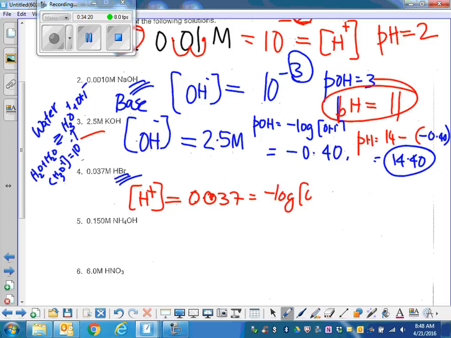What is the negative log of this concentration? How do you find it? It's 1.43. Now, I'm not going to pay too much attention to sig figs when it comes to log functions.